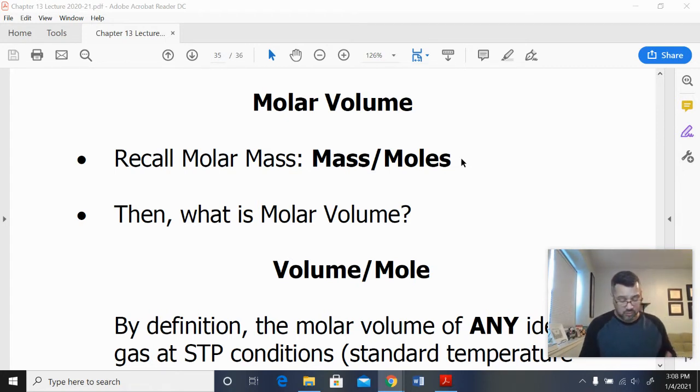Now, remember that molar mass allows you to go from mass to moles and moles back to mass. Well, molar volume is going to allow you to go, for a gas, only for a gas, from volume to moles and moles to volume. Now, how do we get this?